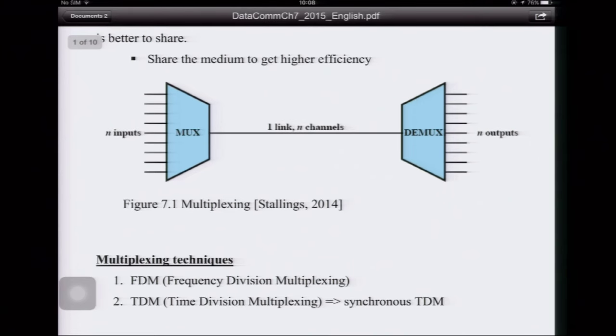So what we do is that we have end users coming into the multiplexer, and the data from the end users are combined into only one transmission link. There's one link, but there are n channels, and we will see how we define the channel in a little bit. So we have only one line, for example, optical fiber, sent to the destination, and at the destination, there is a demultiplexer. The demultiplexer will separate the users into n outputs. Therefore, it seems like each of the users is transmitted to the destination. However, the actual physical link is only one link.